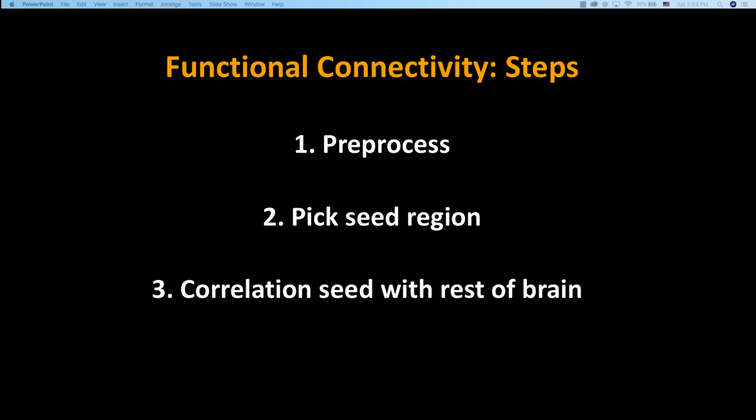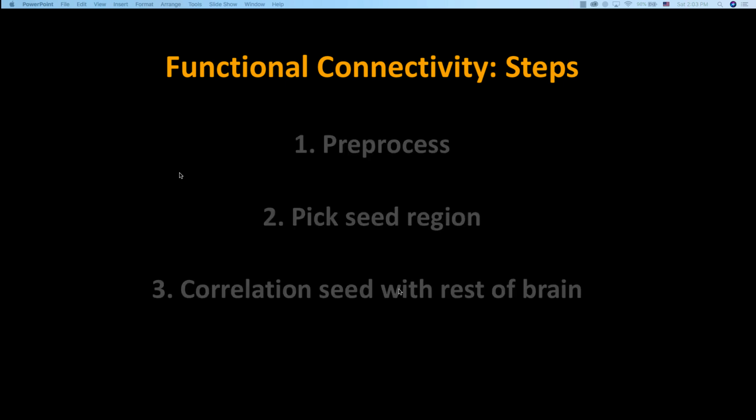We're going to pre-process the data. I'll explain what that means. We clean it up. We airbrush the images. We make the images look great. They look their best. They're ready to hit the town. Then we pick a seed region where we want to average across all of the signal and then correlate that region with everything else. And you can pick multiple ones if you want to. And then correlate that with the rest of the brain.